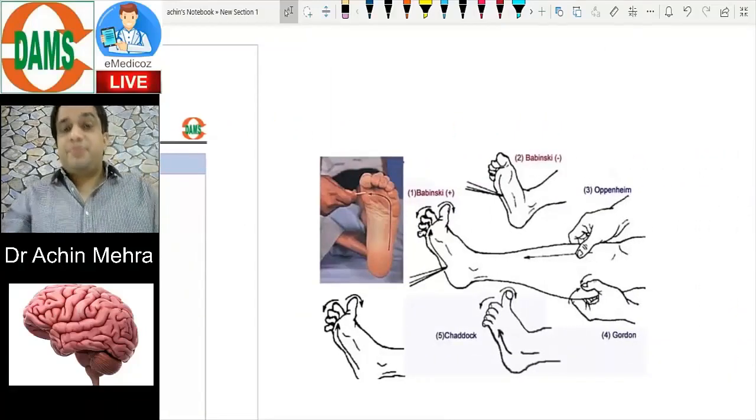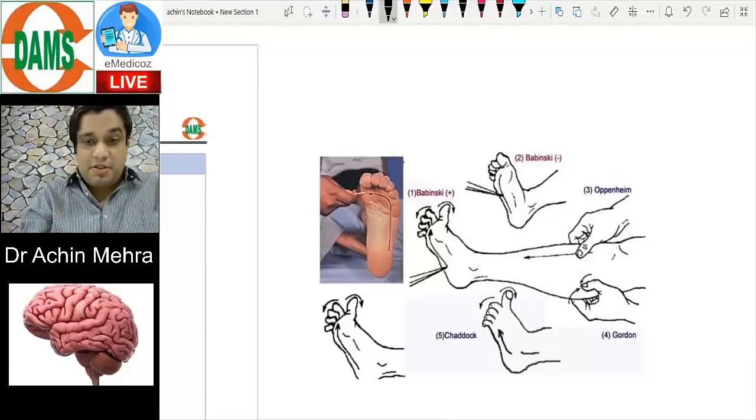Yes, this one. We tried to strike the sole of the patient's foot from the lateral to the medial aspect to the ball of the big toe. You find flexion of the big toe, flexion of all the small toes. So this one is a Babinski sign.